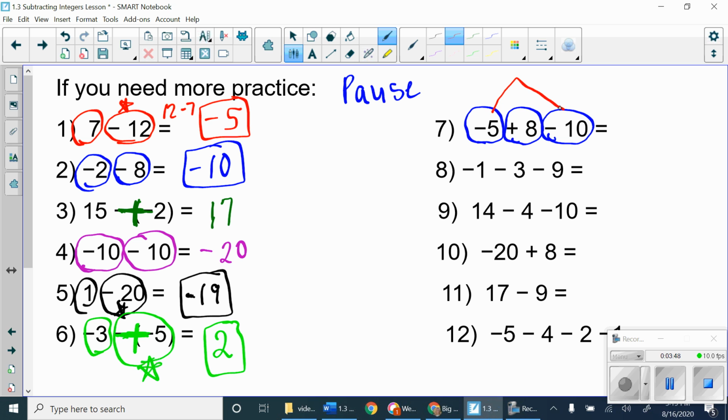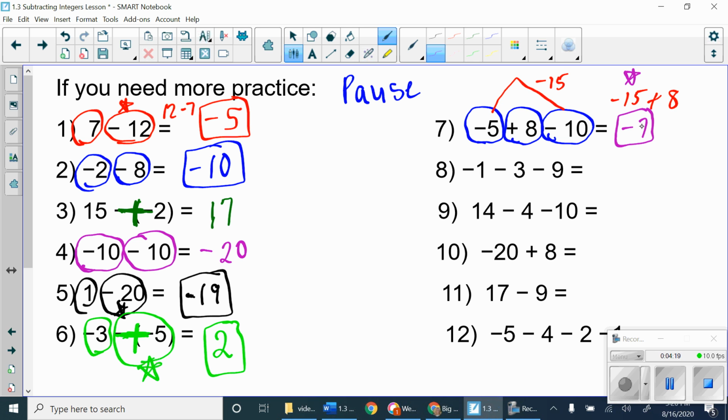combine like terms. You can get these negative 5 and the negative 10 together. That is a negative 15. So our new problem is going to be negative 15 plus 8. We have different signs, so they're going to subtract, and the negative has more negatives, so this answer is going to be negative 7. If you start at negative 15 and you go in the positive direction, you're going to land back at negative 7.